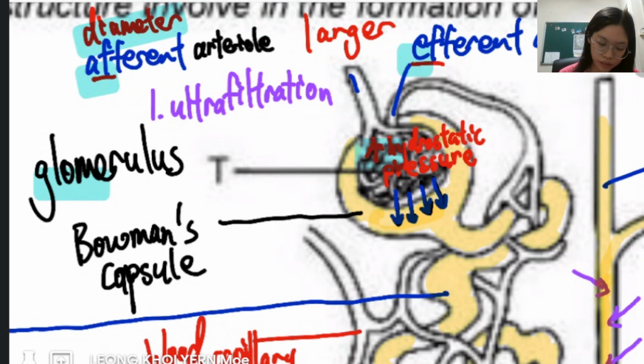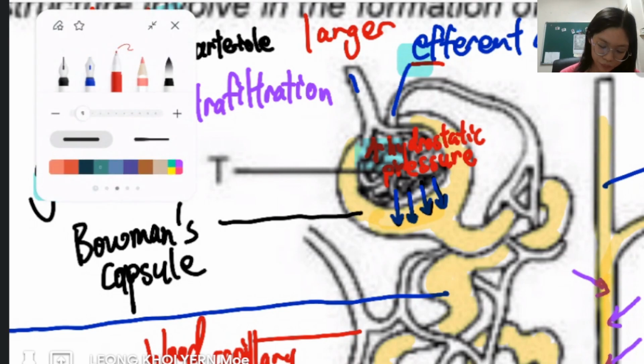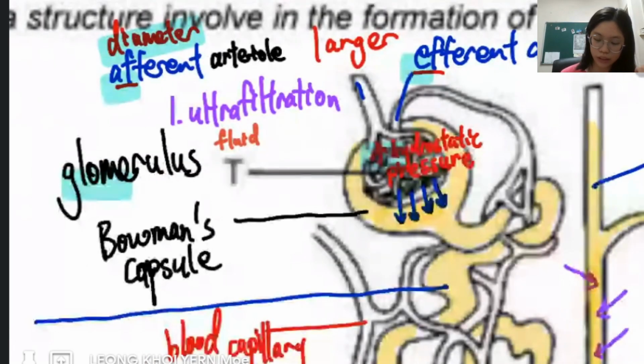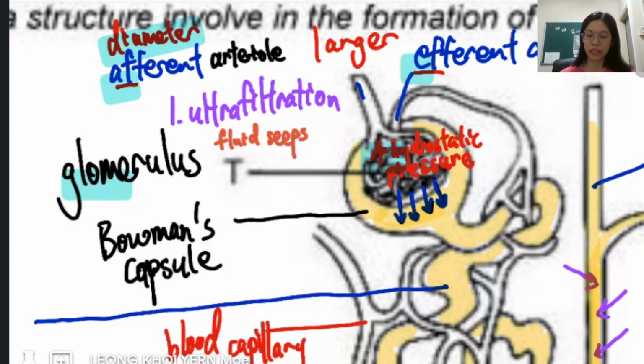Okay, so I use another pen right here. Basically your fluid will seep through, meaning it diffuses, through the wall of the glomerulus to the cavity of the Bowman capsule. The content right there, the area right there, is called the cavity of the Bowman capsule. So now you have entered the Bowman capsule.